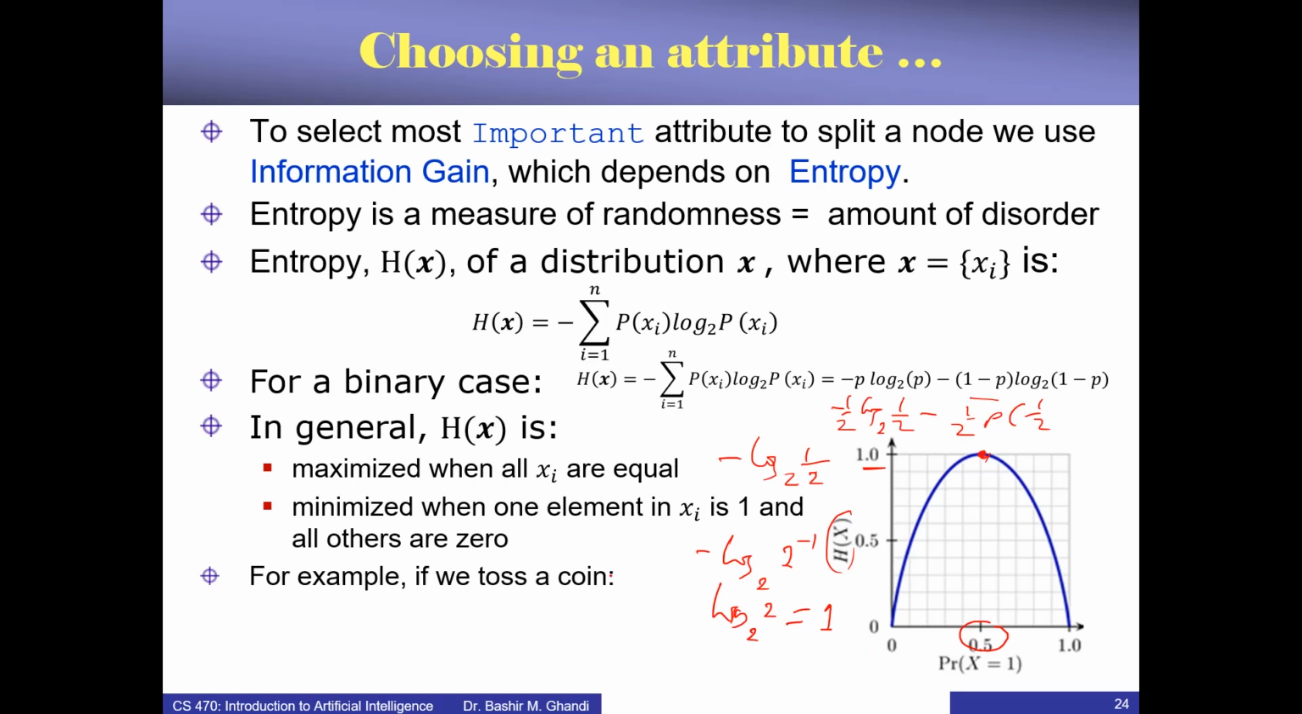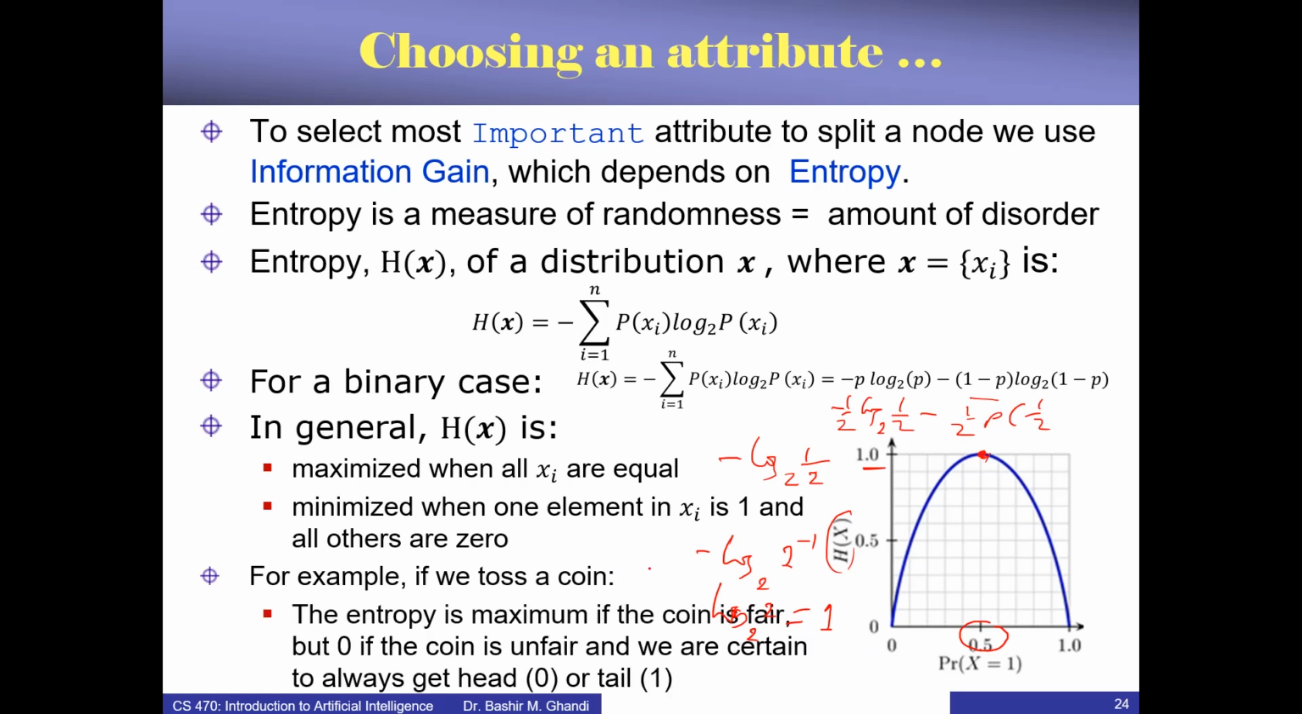Now suppose the coin is not fair. Suppose the coin is unfair, so that we are certain whenever we toss it, it is going to show head, or it is going to show tail. So in that case, let's say head, assuming it's going to show head all the time, the probability of head is going to be 1, and the probability of tail is going to be 0.